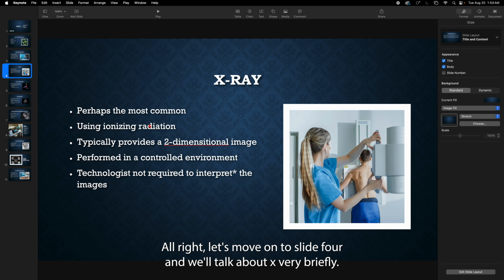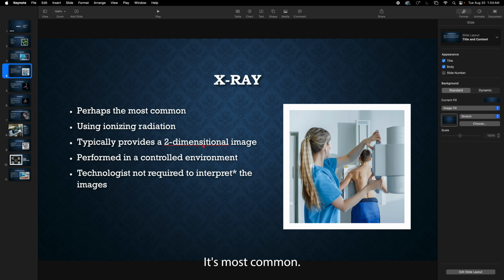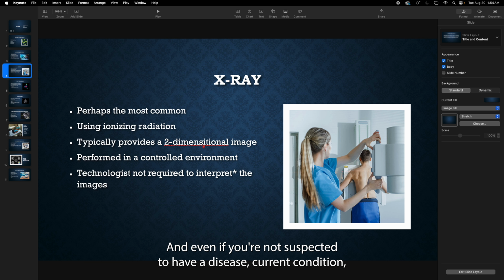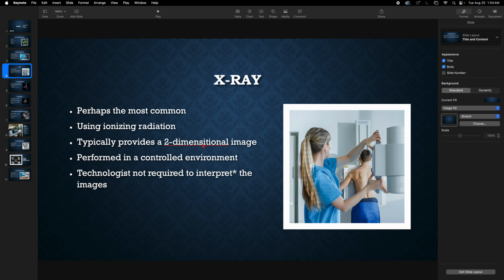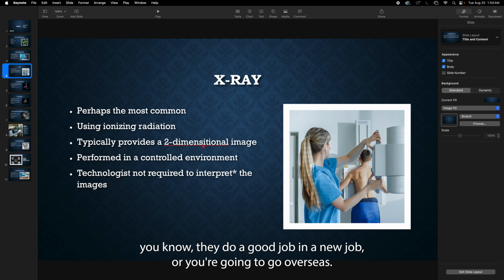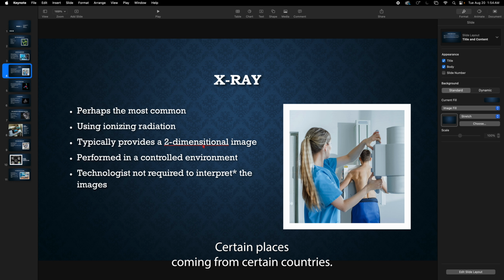All right, let's move on to slide 4. We'll talk about X-ray briefly. It's the most common. A great majority of people who pass through a healthcare facility will have some type of X-ray. And even if you're not suspected to have a disease condition, you probably still have a chest X-ray at some point for a medical or some kind of workup. You're going to join a new job, or you're going to go overseas to certain places. Coming from certain countries, you've got to have a chest X-ray. Doesn't mean something's wrong with you.